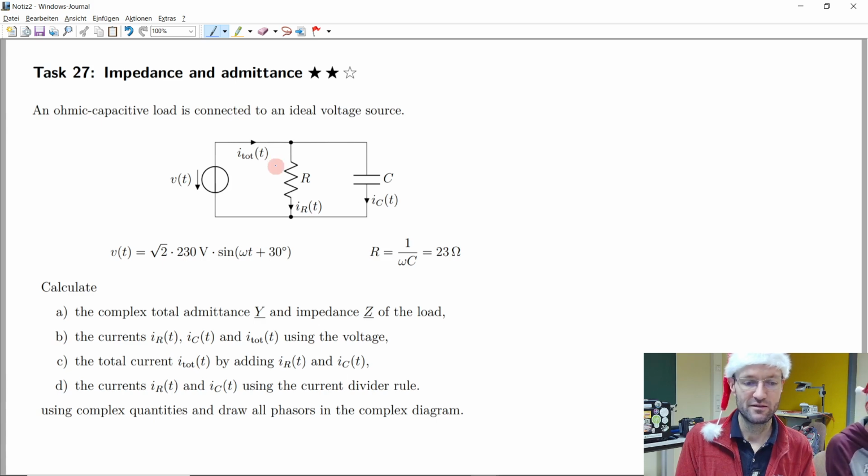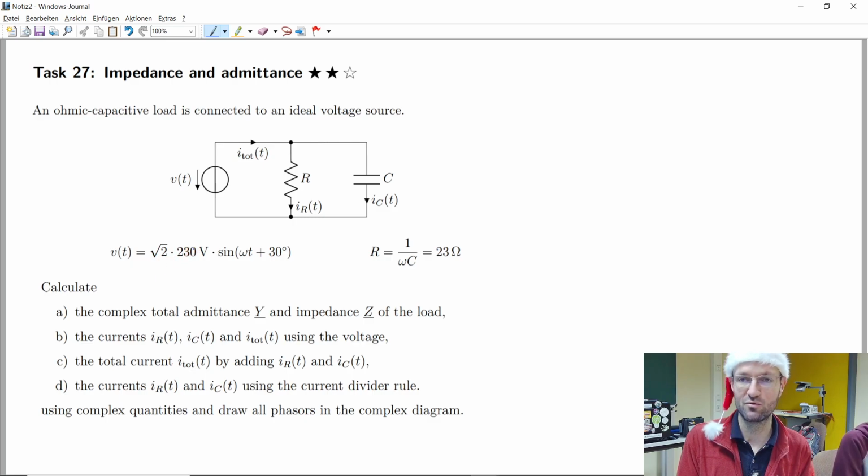Let's have a look at this task 27. So we have a simple, not too complicated circuit. We have a voltage source, and there we have square root of 2 times 230 volts as the amplitude, and 30 degree of phase shift.